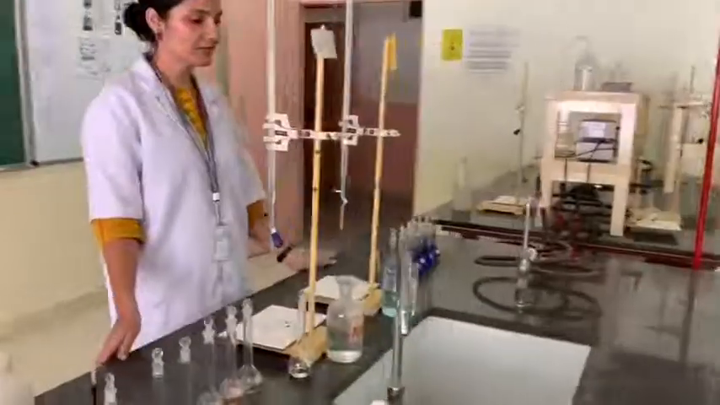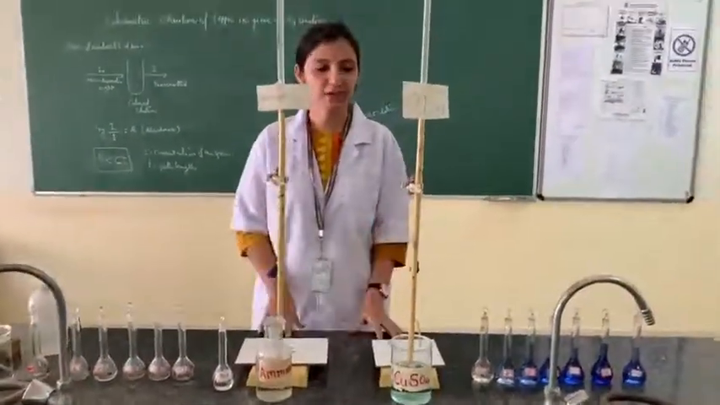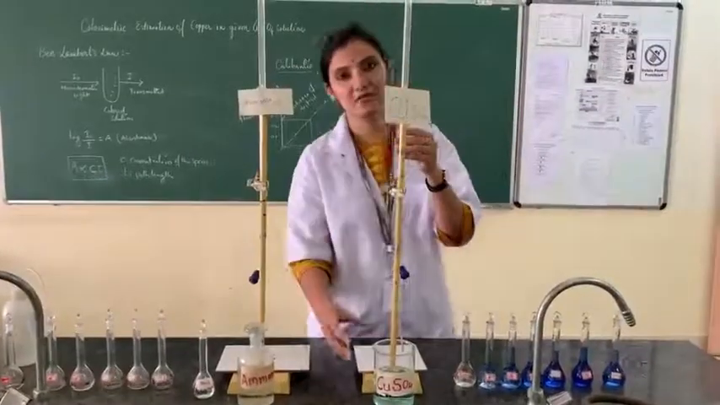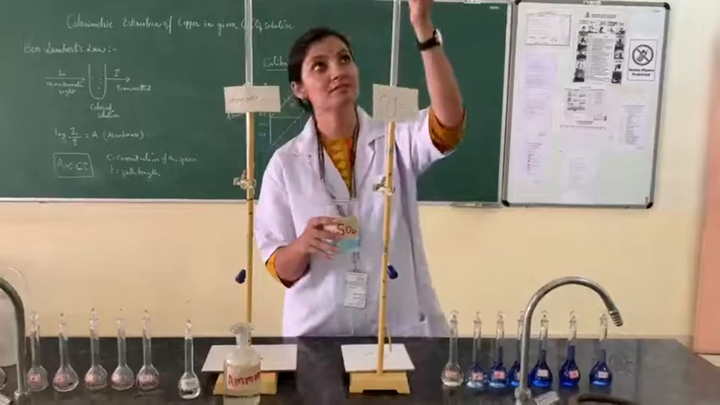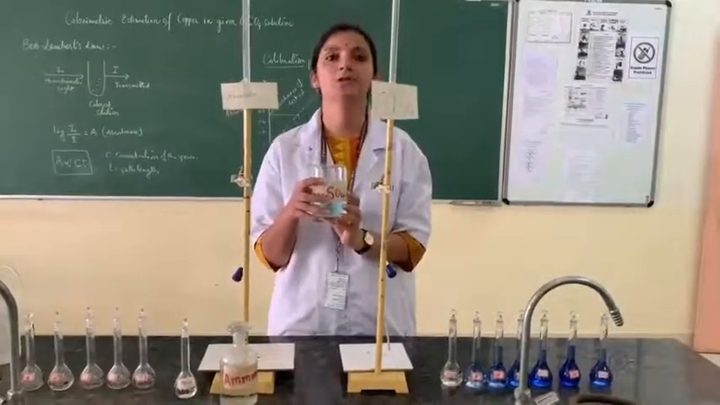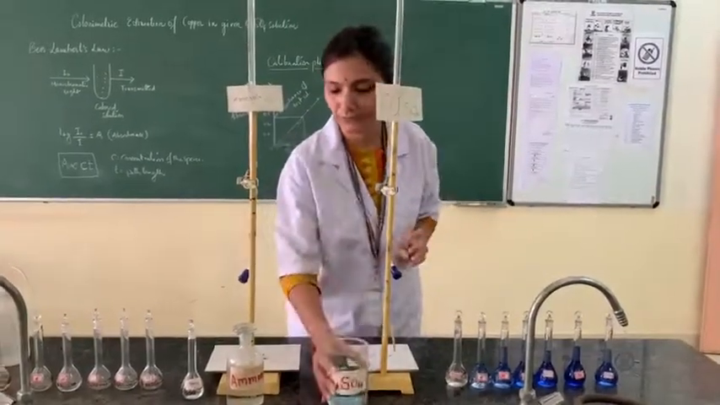So this is how the setup of the colorimetry experiment will look. You will be provided 2 burettes. One burette is meant for copper sulfate solution, which will be provided to you in a beaker. You need to fill this burette till the 0 mark with copper sulfate solution, which is acting as an analyte.